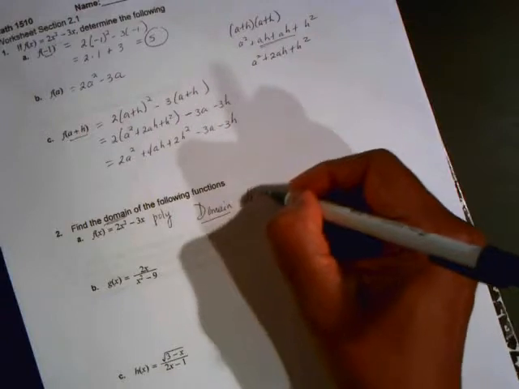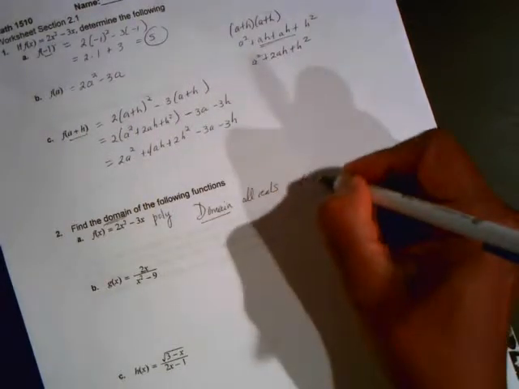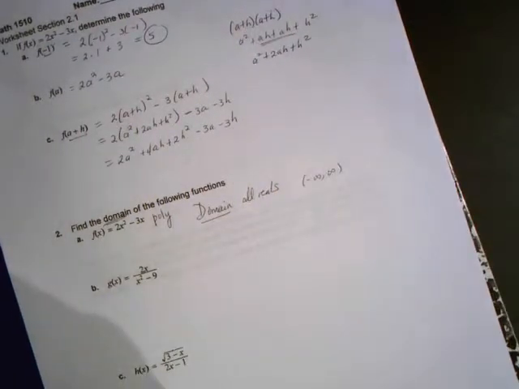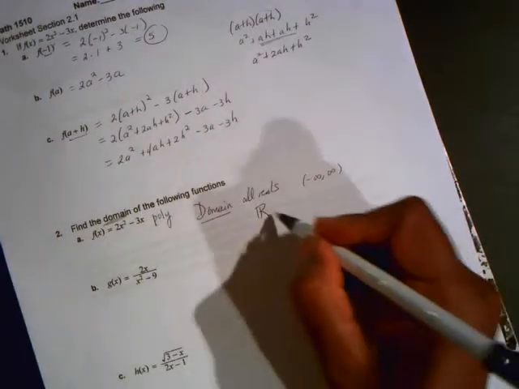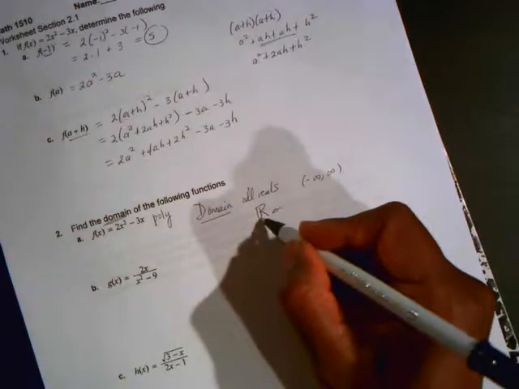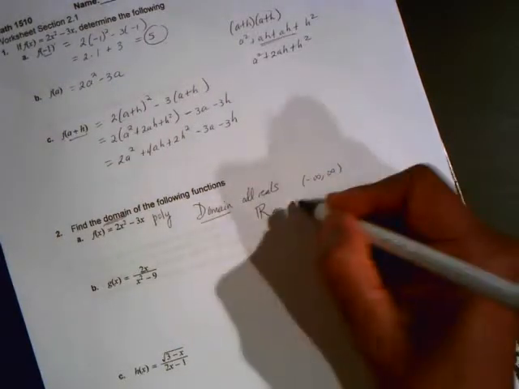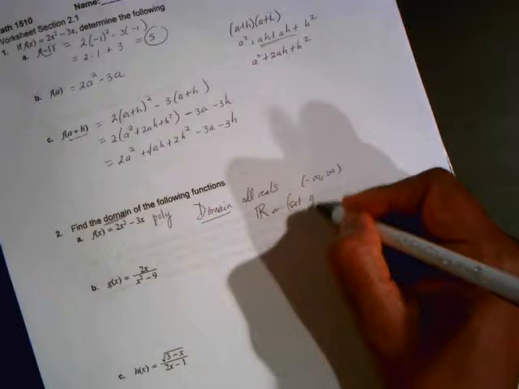So you can say all reals, or you can denote it using interval notation, the entire number line, or there's a shortcut notation for the set of all real numbers, using what's called the script R. You do the R with an extra line. This represents the set of all real numbers.